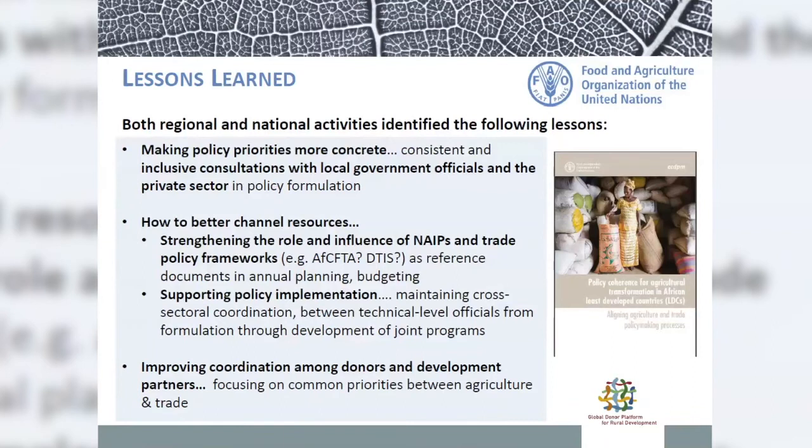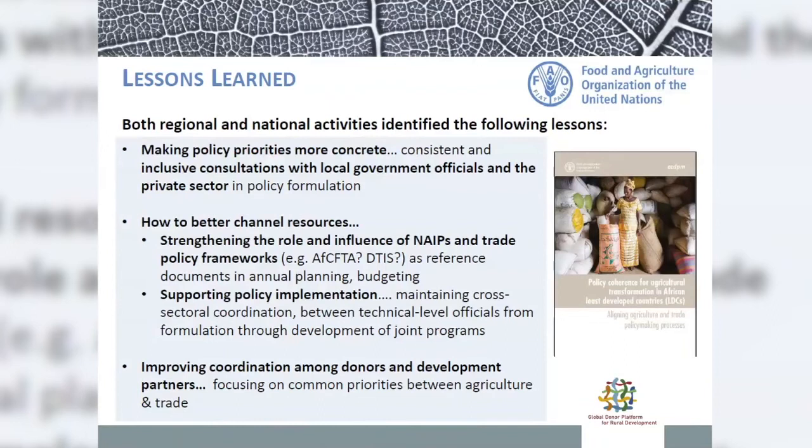The first is that it would be important going forward to make policy priorities in each of the countries, as policies are developed, more concrete, more specific, because often what tends to happen is when development partners and donors try to support new projects, you start from ground zero. You start by doing more diagnostic assessments, more information is generated, but then there's not enough follow-up. And I think we thought that the policy priorities themselves can be much more concrete, especially in the NIAPs on trade-related issues or market-related issues.